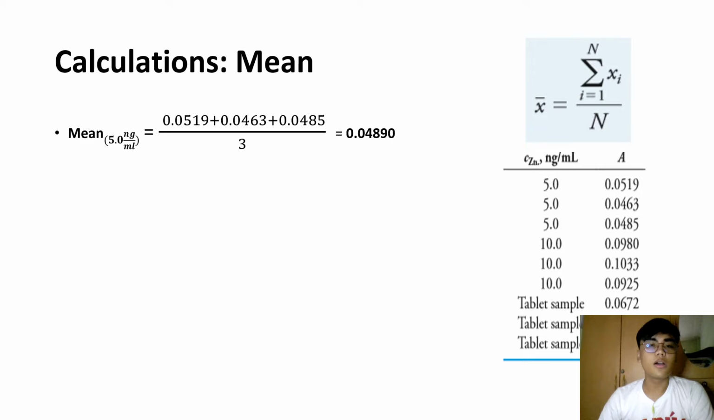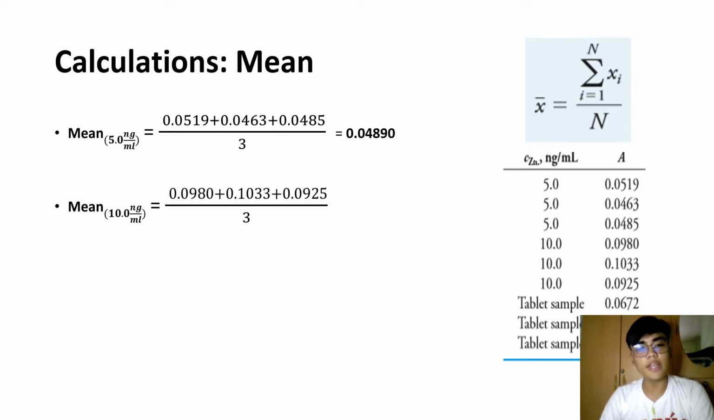For the manual calculation or the sample calculation of mean, we have here the mean for 5.0 nanogram per milliliter, obtained by getting the sum of 0.0519 plus 0.0463 plus 0.0485 divided by 3, which yields 0.04890 as the mean. For the mean for the 10.0 nanogram per milliliter, we have 0.0980 plus 0.1033 plus 0.0925 divided by 3 is equal to 0.09793.